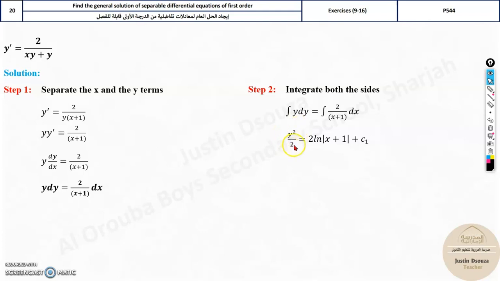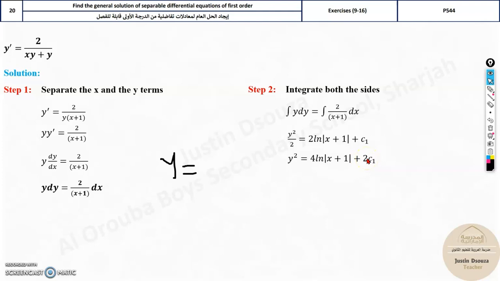You get y squared by 2 equals 2. Now whatever is in the denominator comes up. Natural logarithm of x plus 1, and this is the first constant. This is a constant of integration. Now look carefully over here. What you're doing is you're removing this. Always we write equations in terms of y, isn't it? So remove this 2 to the other side. Multiply 2 throughout. It's going to be 2 times 2, that's 4, natural logarithm of x plus 1 plus 2 times c1. Now this constant of integration is basically multiplied by 2. Does that make a difference? No, because it's a constant.